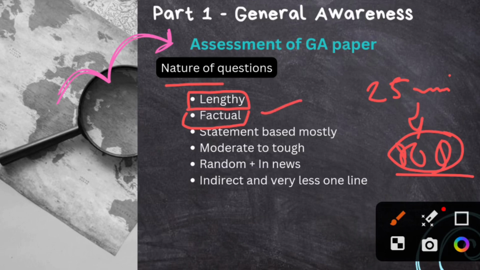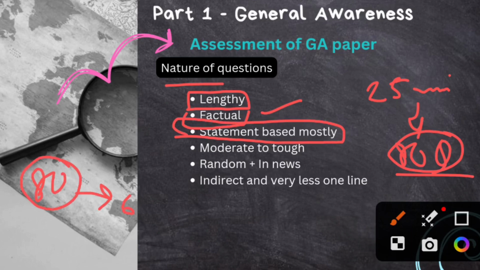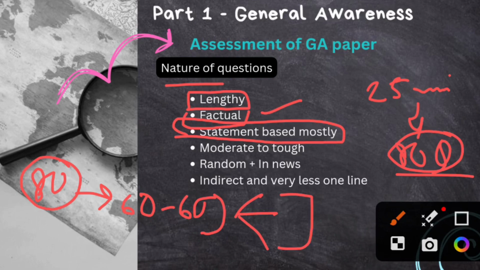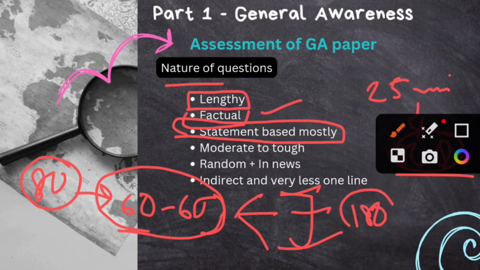So hence questions were very factual in nature, and what made them really lengthy is that they were statement based. So I would say in the 80 questions, there were approximately 60 to 65 questions which had multiple statements. So in principle they're not asking only 60 questions, they are in fact checking your knowledge on 180 questions.